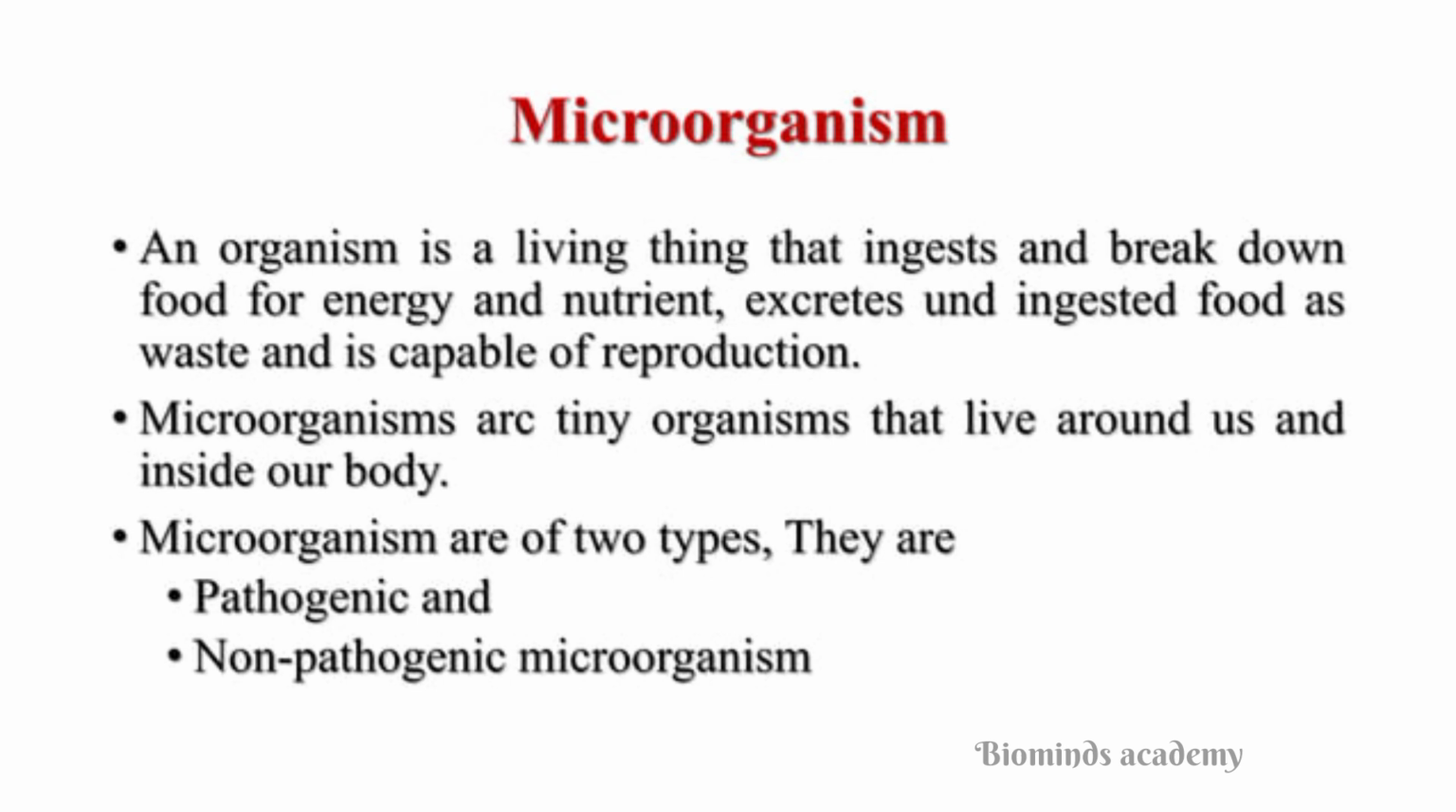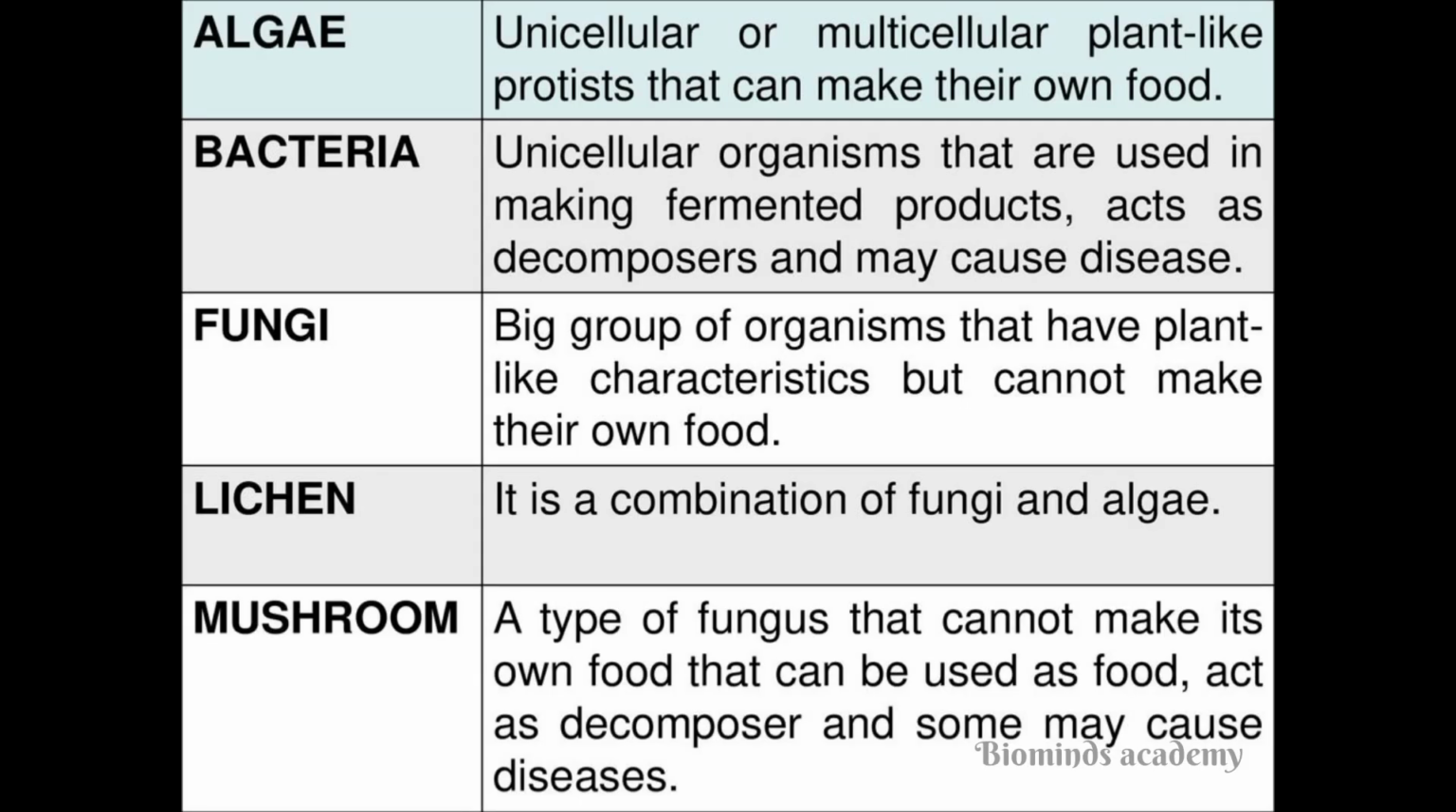Microorganisms are very small organisms that live around us and inside our body also. They are microscopic, so we cannot see them with the naked eye. Some microorganisms are pathogenic and some are non-pathogenic in our environment. Algae are unicellular or multicellular plant-like protists that can make their own food, so they are autotrophs. And bacteria are unicellular organisms that are used in making fermented products, act as decomposers, and may cause diseases.